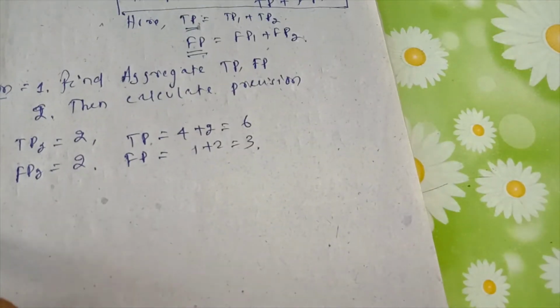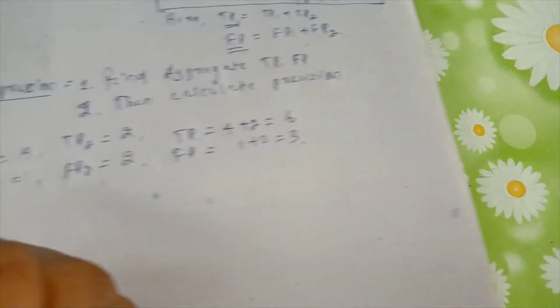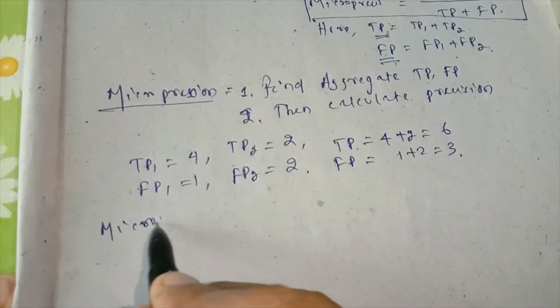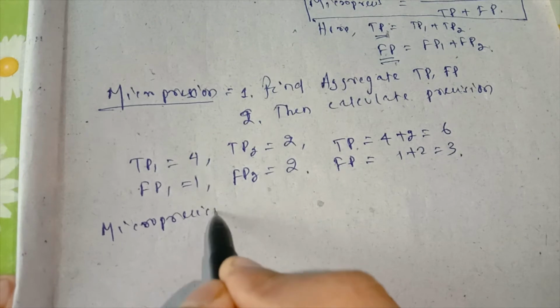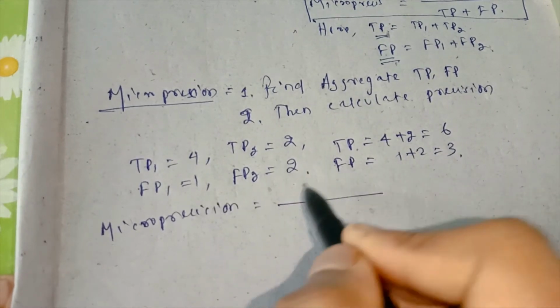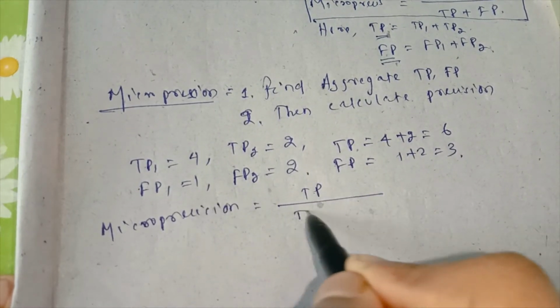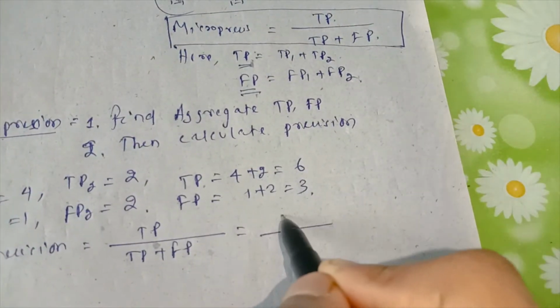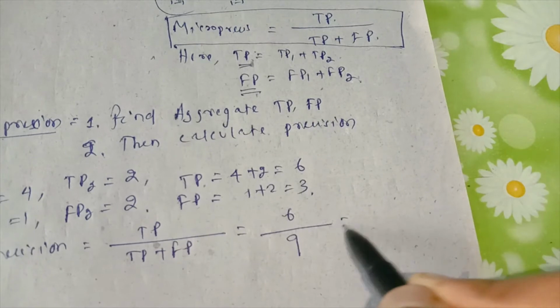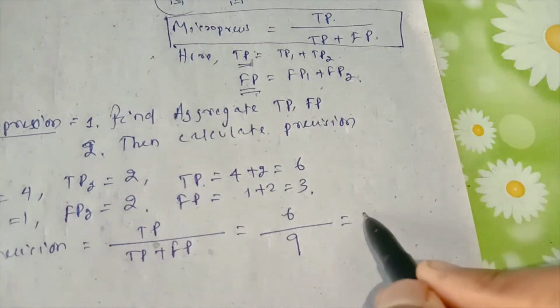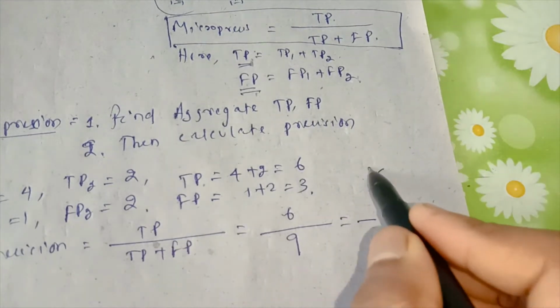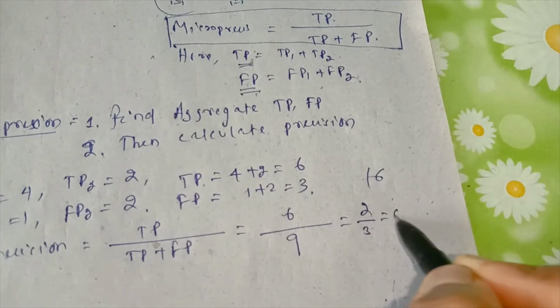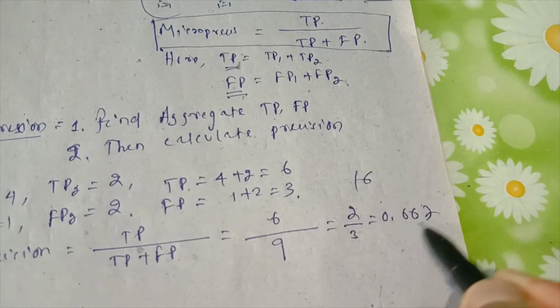Now our micro precision equal to TP divided by TP plus FP, which is 6 by 9. Calculating this, 6 by 9 is 2 by 3, equal to 0.667. So this is the value for micro precision.